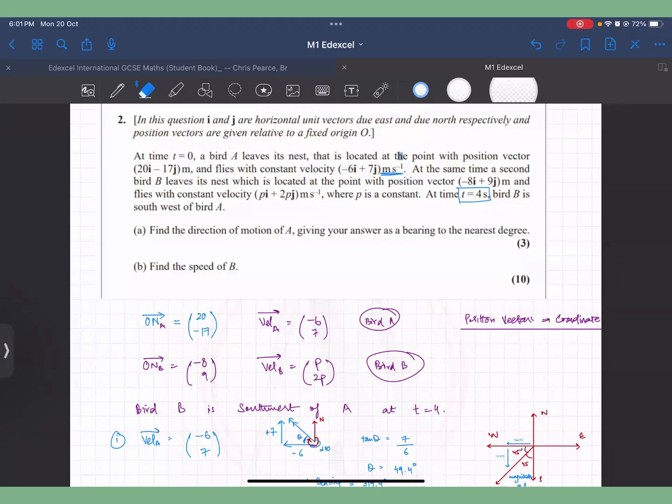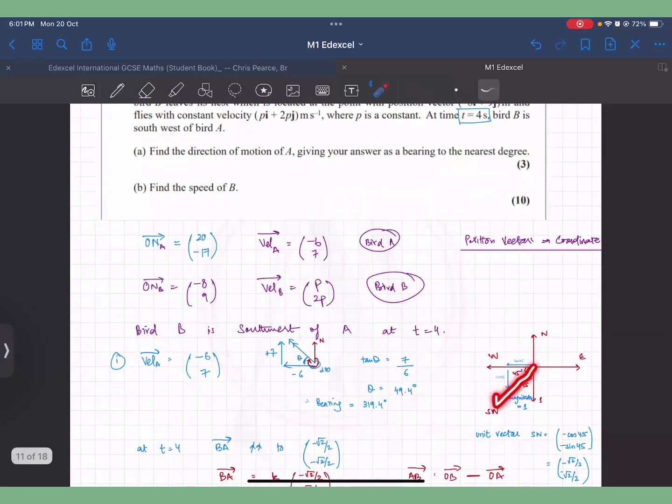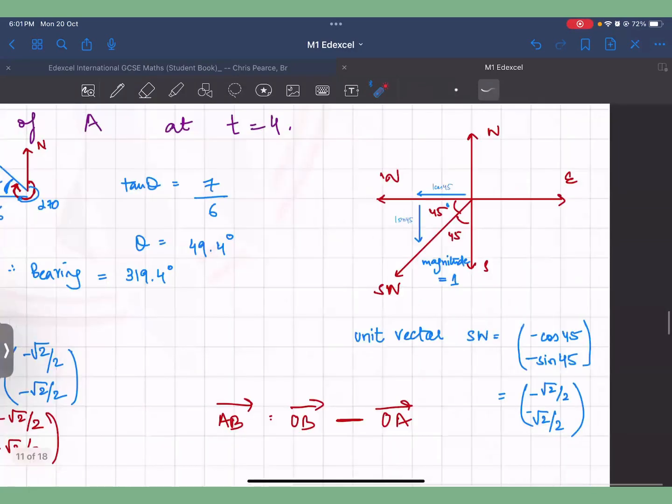Second, okay. At time 4 seconds, bird B is southwest of bird A. So then what did we do? B is southwest. This is your southwest direction, at a bearing of, you can say, 225. So you found the direction vector.